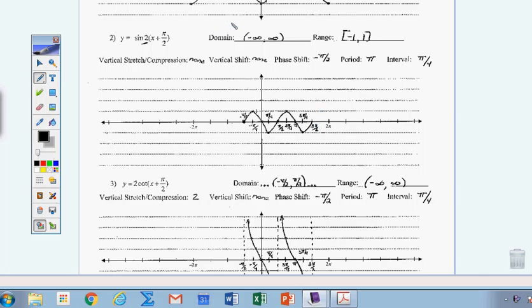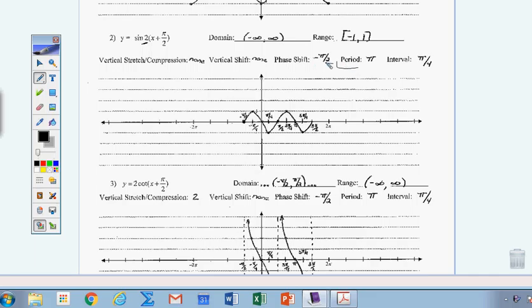That's why the domain would be negative infinity to infinity. The range would be negative 1 to 1, because those are the possible y values in here. We did not have a vertical stretch. We did not have a vertical shift. Our phase shift was negative pi over 2. It was pi over 2 in the negative direction. And our period came out to be pi, and our intervals were pi over 4.